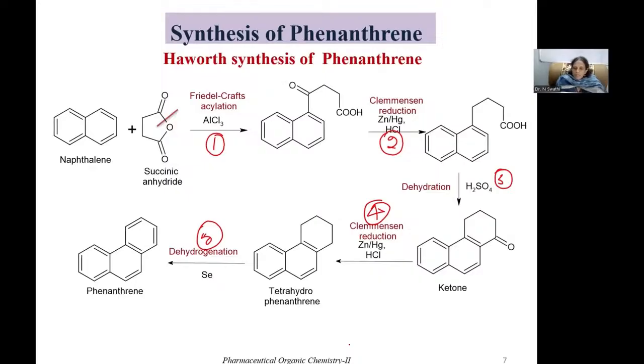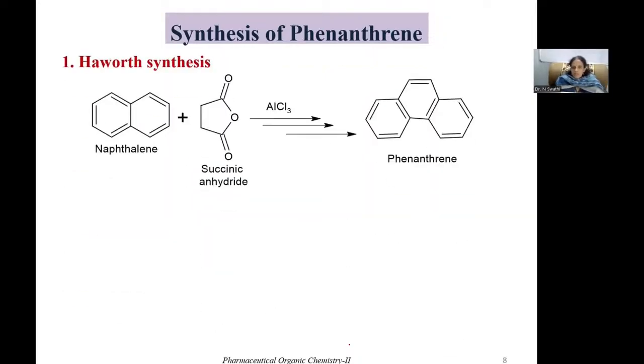Now, if you feel difficulty in remembering and writing all these 5 steps, you can write the Haworth synthesis of phenanthrene like a single step reaction also. Write only the first step, that is, the Friedel-Crafts acylation reaction between naphthalene and succinic anhydride. Give aluminum trichloride and keep multiple arrows, which indicate that it is a multi-step reaction, and directly write the structure of phenanthrene. In this way also, in a single step, you can write the Haworth synthesis.